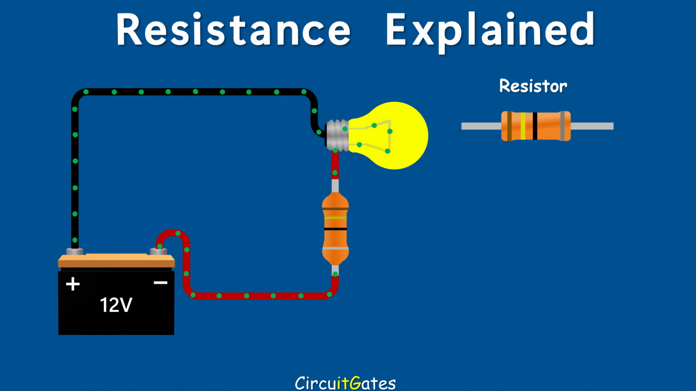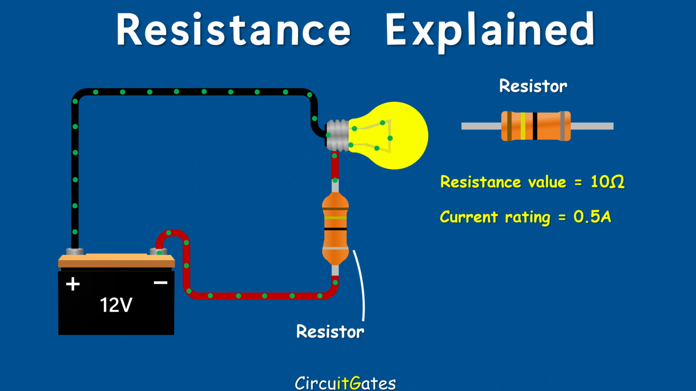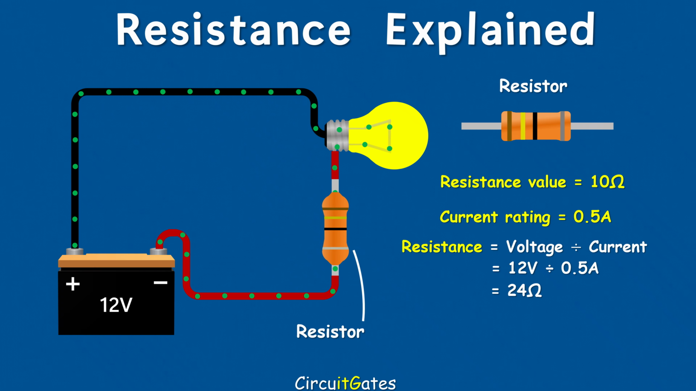Let's find the value of the resistor we have used in this circuit to prevent the light bulb from burning. The light bulb has a resistance of 10 ohms, a current rating of 0.5 amps, and is connected to a 12-volt battery. We first need to find the total resistance required to have a current of 0.5 amps flowing in the circuit. Using Ohm's law, resistance is equal to voltage divided by current, which is 12 volts divided by 0.5 amps, we get 24 ohms. We need 24 ohms in the circuit to prevent the light bulb from burning.